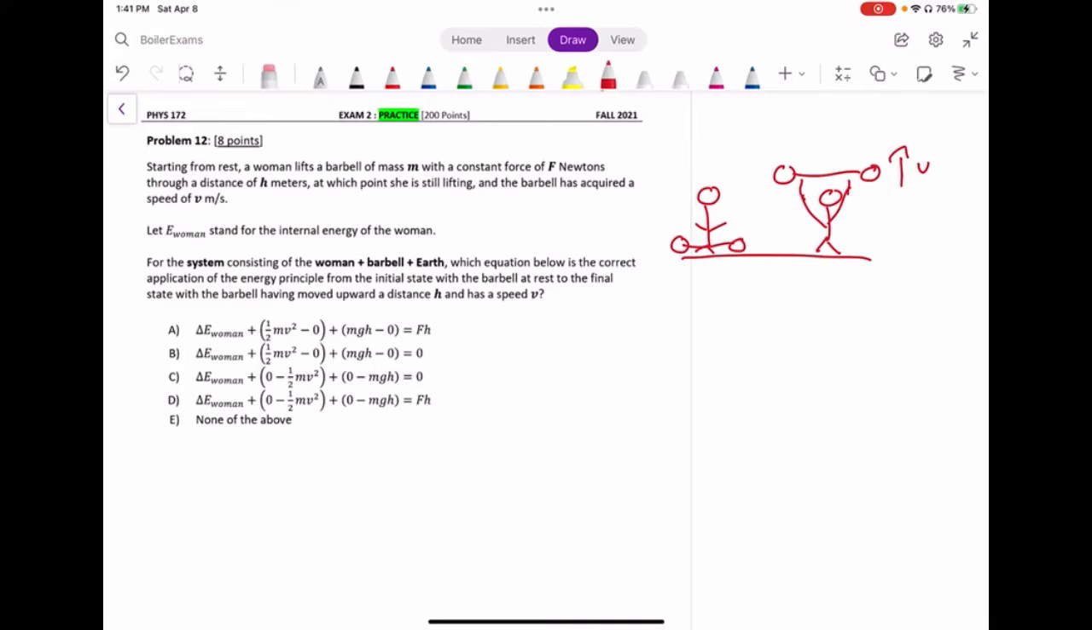Awesome. So our system is going to be woman, barbell, earth. If all that's in our surroundings, I can't think of anything else to put in our surroundings. So delta E equals work. If there's nothing in our surroundings, work equals 0. Delta E equals 0.